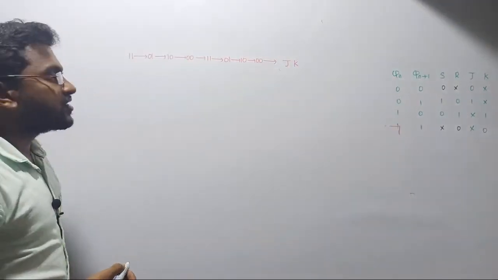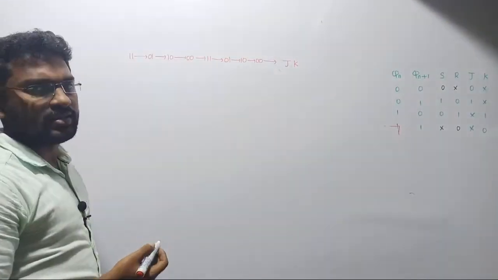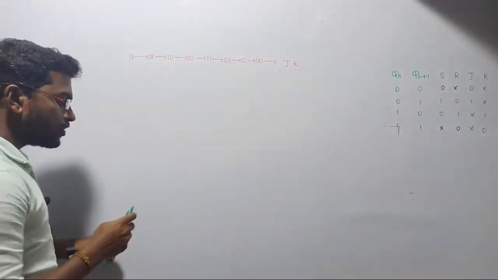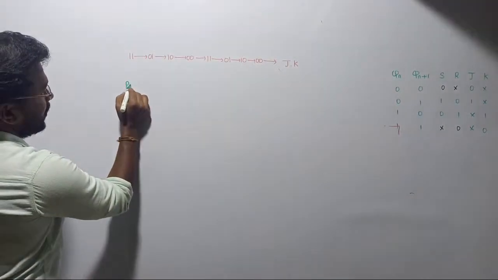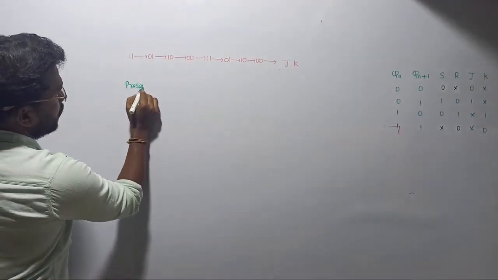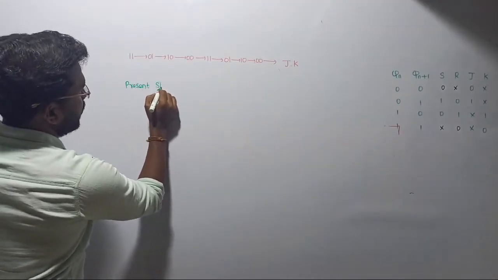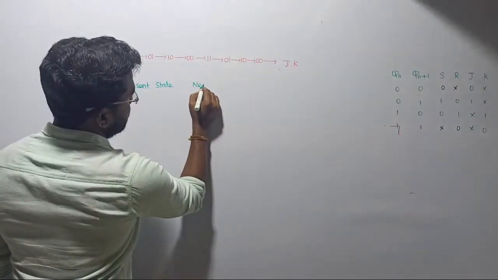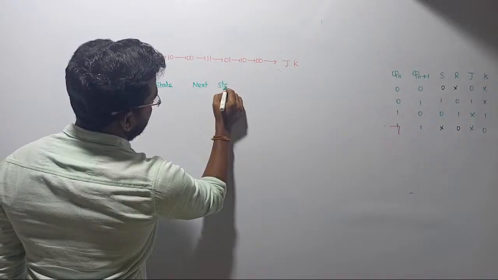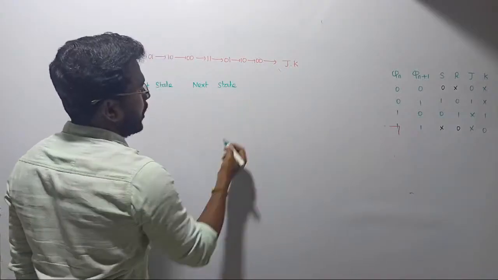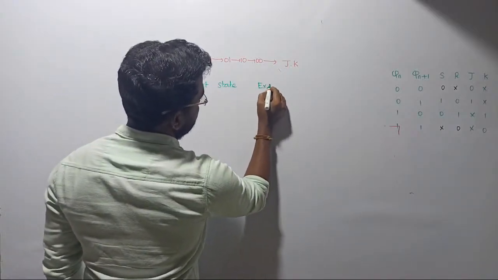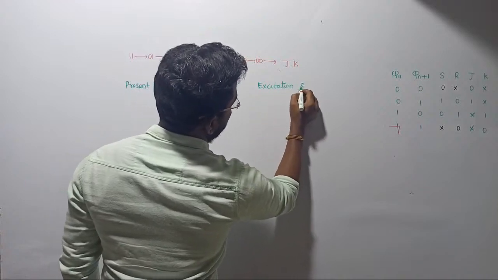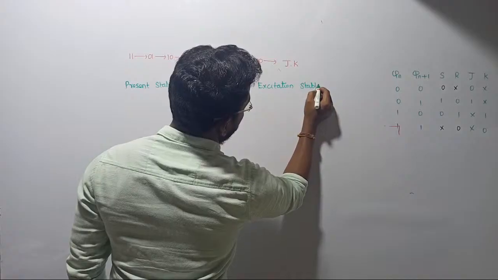What we need to do, step number 1: we have to write the present state, the next state, and the excitation table of the JK flip-flop. That's all, directly you can write. So let me write the present state directly. We have to write the present state, then the next state, and then the excitation table.